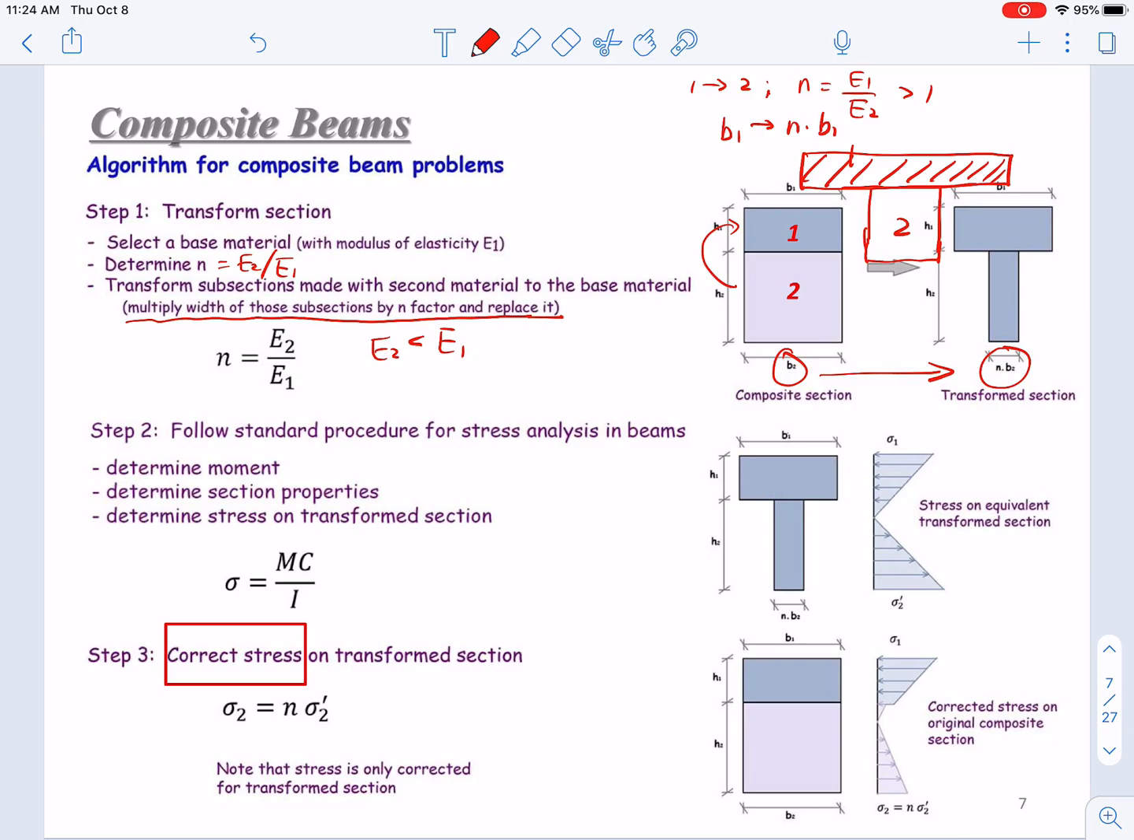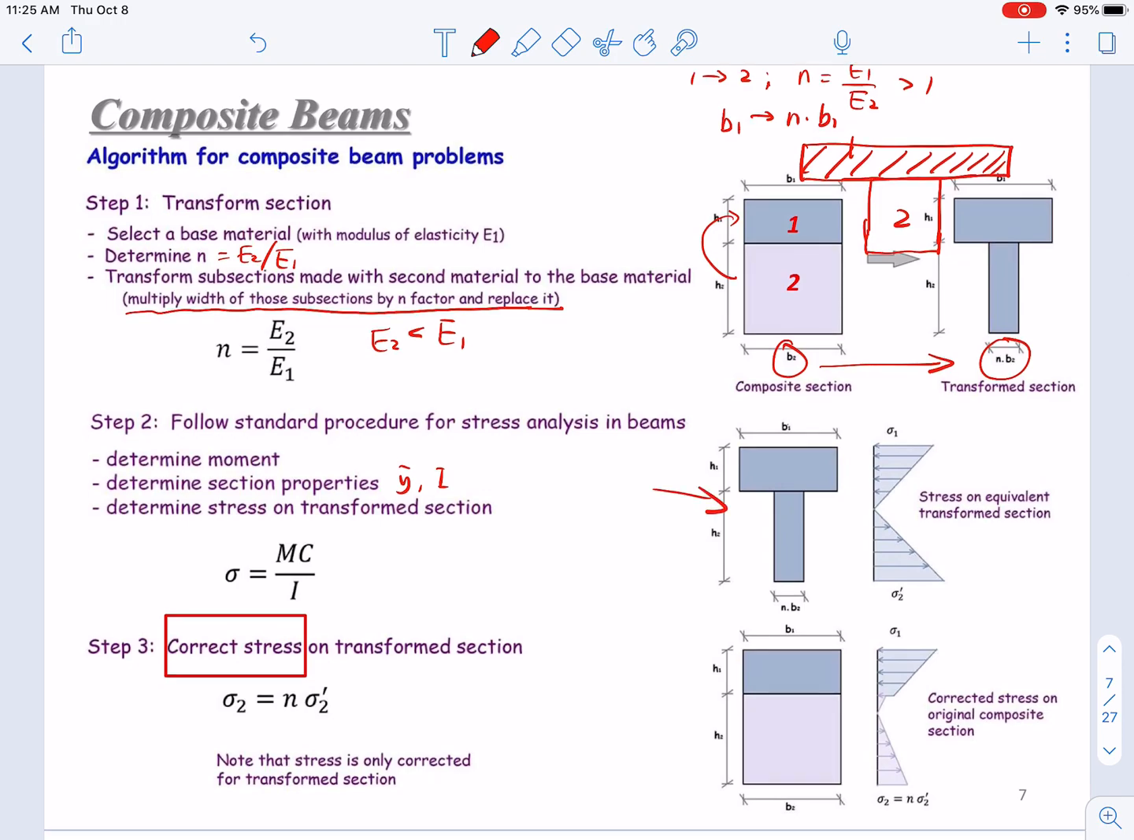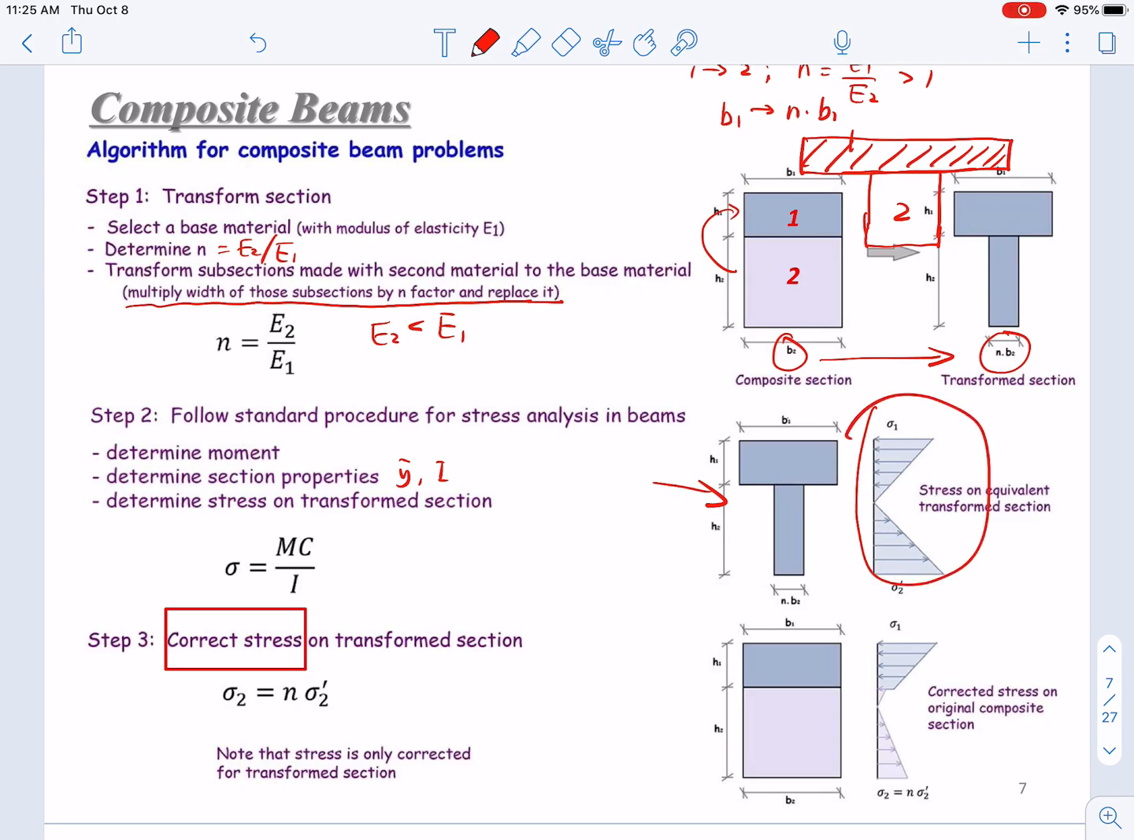Then in step 2, follow the standard procedure for stress analysis in beams and determine the moment, determine the section properties, including y bar and I, and then determine the stress on the transformed section. Since after transformation we have only one material, just a T shape as shown here, you can just calculate it, and then we can determine the stress distribution as shown here. These are just topics we have covered in the previous section.